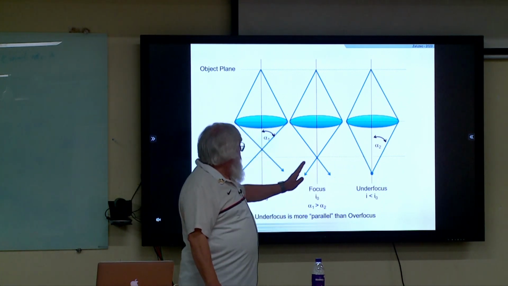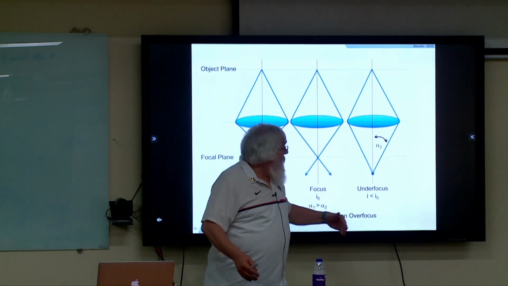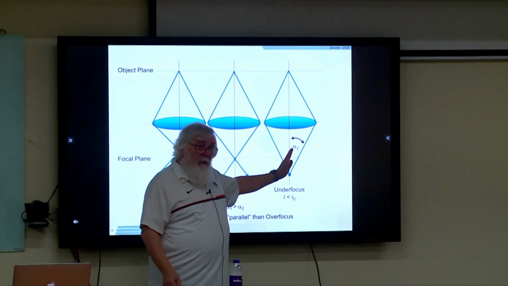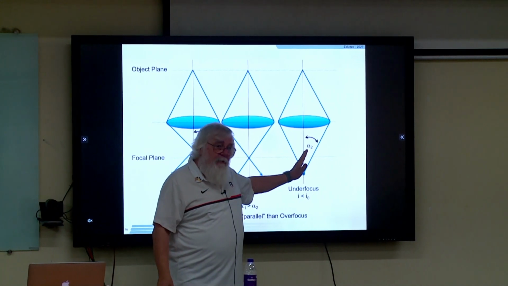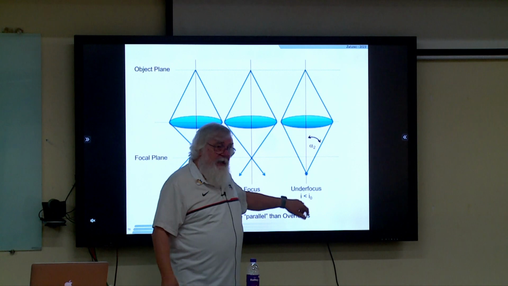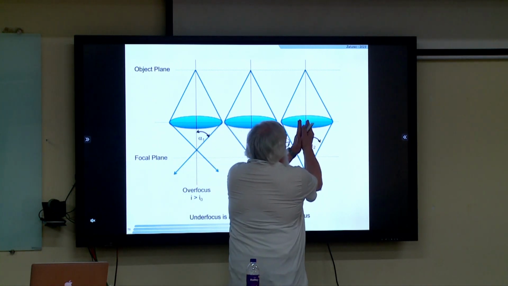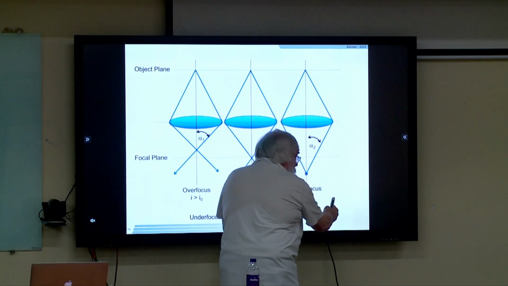So this is a focused probe, this is an under-focus probe, and think about it. If I want a parallel beam, what do I have to do? I weaken the lens. So I go to an under-focus condition, and the probe size decreases. What's going to happen when I weaken the lens? This beam is going to spread out further and it's going to go to a more parallel condition.